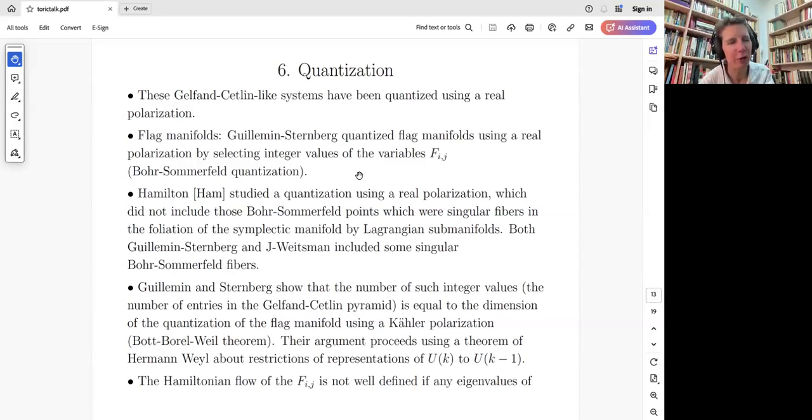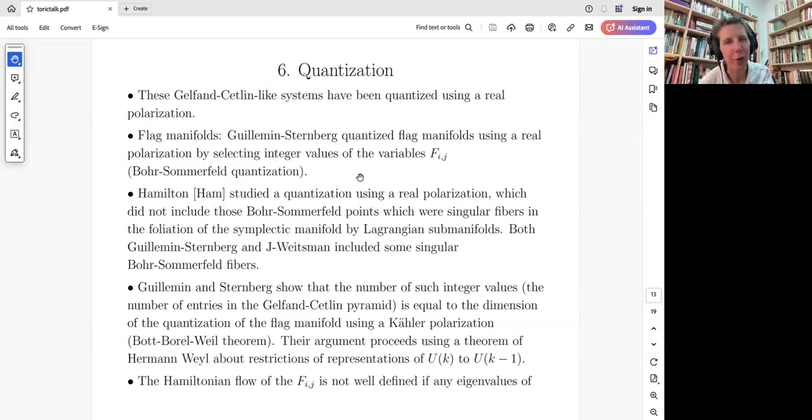So the way worked out by Sniatycki to quantize a real polarization is what are called Bohr-Sommerfeld points. Those are points where the moment map takes an integer value. Sniatycki's paper is around 1980.